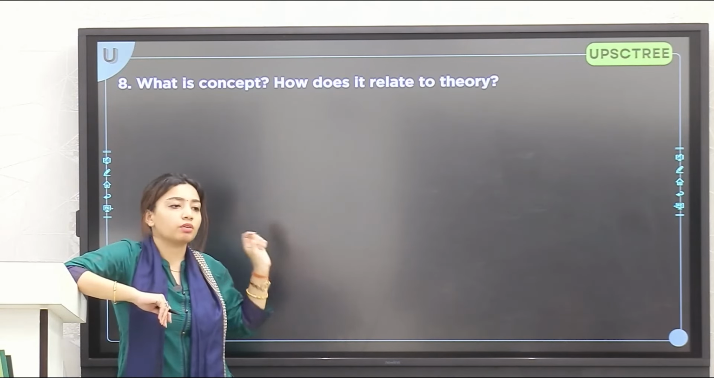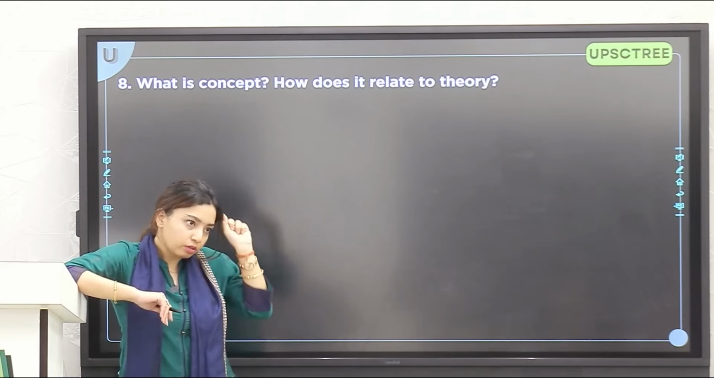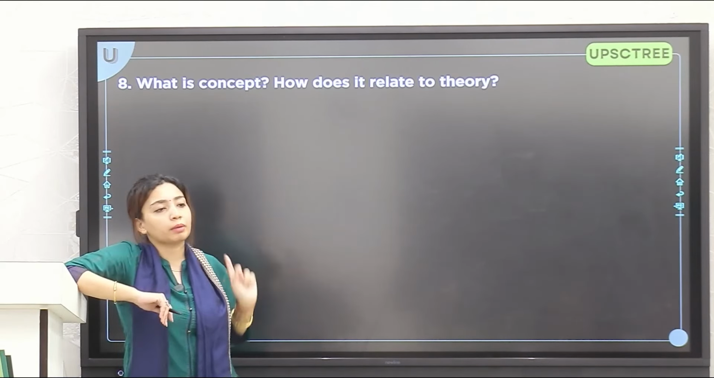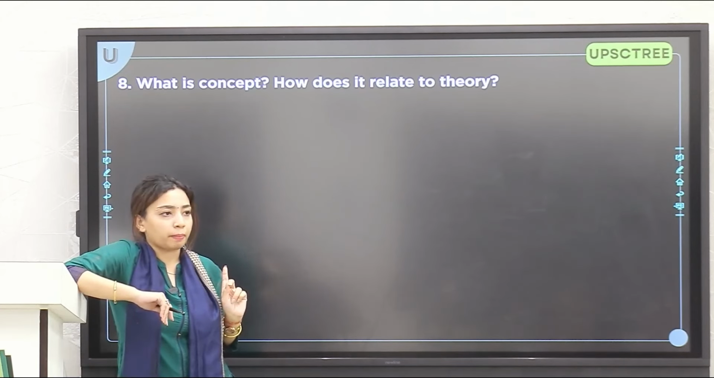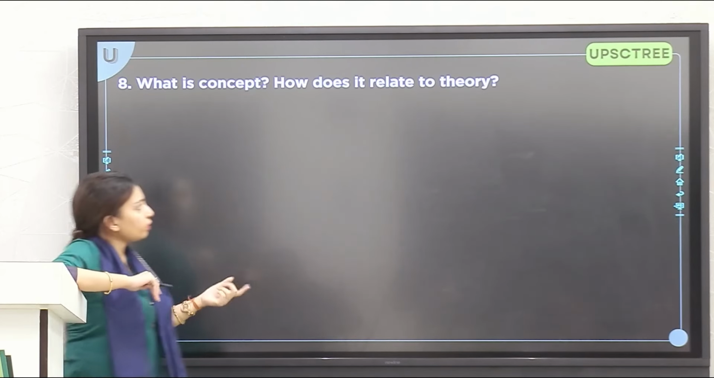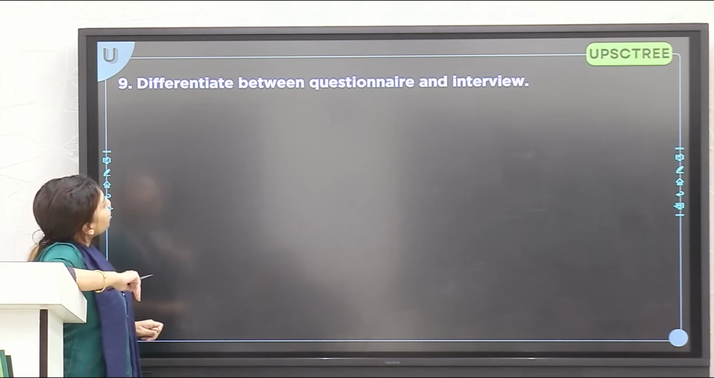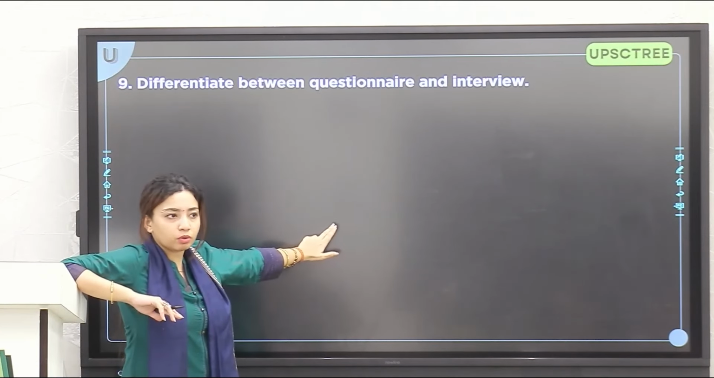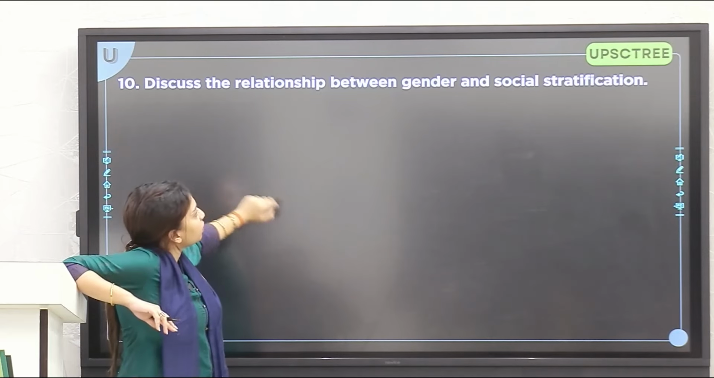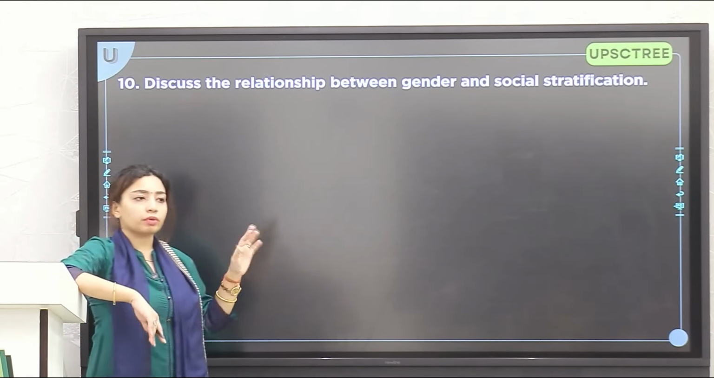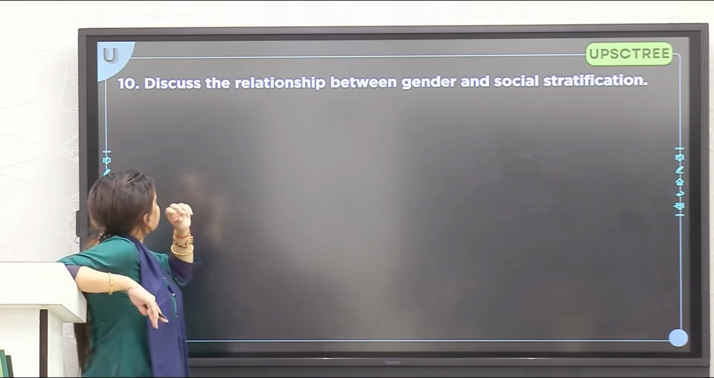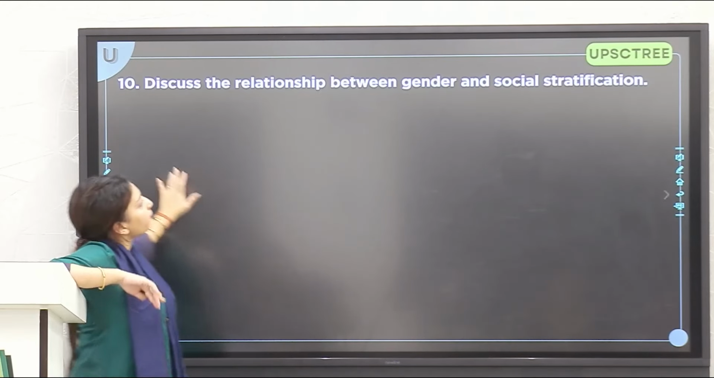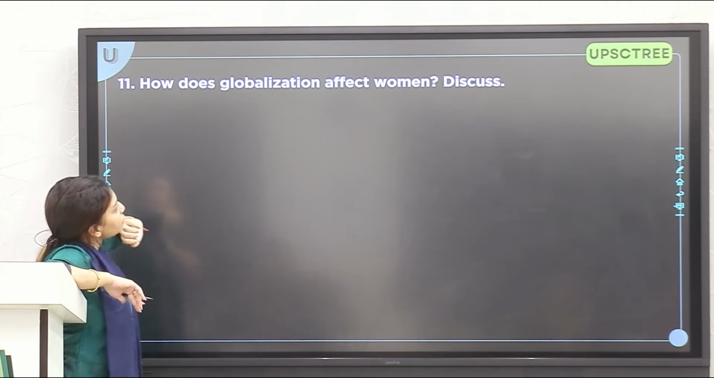And for this thing, you need to have a thorough hold of your what? Theory part. That is social thinkers part. Only then you'll be able to integrate. Okay. Then differentiate between questionnaire and interview. We have done this part. Yes, no? Okay. If we have left out something, we can do at the end. Okay, don't worry. So discuss the relationship between gender and social stratification. We'll cover it today.